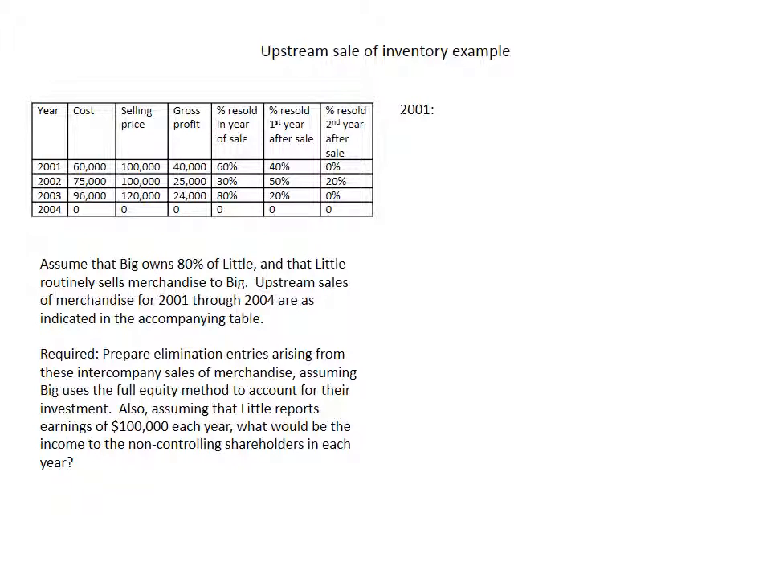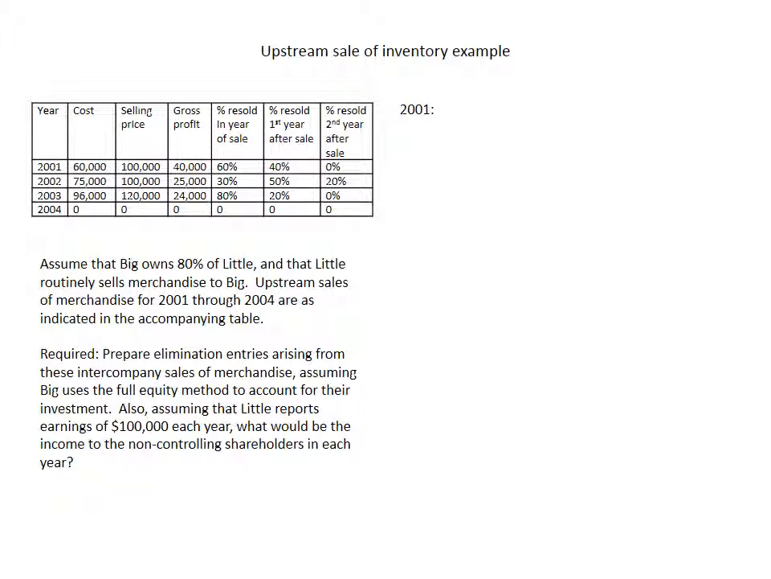Likewise, in 2002, goods costing $75,000 are sold upstream for $100,000, yielding a $25,000 gross profit. Of that merchandise, 30% was resold to a third party in 2002, 50% was resold the year after that, 2003, and the final 20% was resold in 2004. In 2003, goods costing $96,000 were sold upstream for $120,000, yielding a gross profit of $24,000. 80% of that merchandise was resold in 2003, and the final 20% was resold to a third party in 2004. Again, in 2004, nothing happened as far as intercompany sales are concerned.